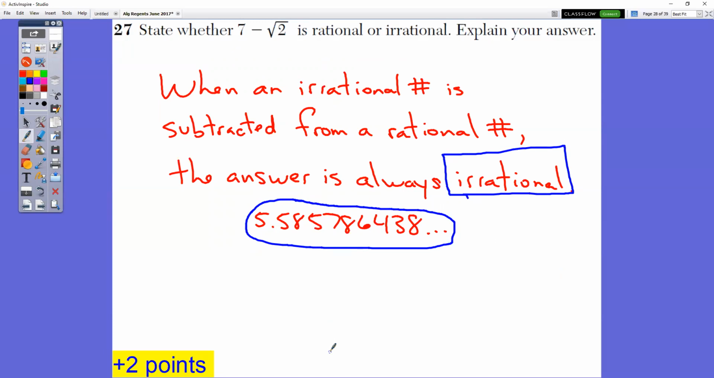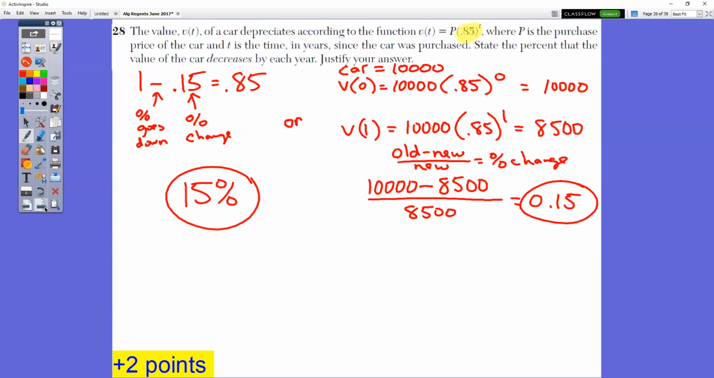It does not terminate. It does not repeat. So if you said that, that would be a good reason. Or you might say when an irrational number is subtracted from a rational number, because that's what we're doing here, a rational number 7 minus an irrational number radical 2, the answer is always irrational. So something to that effect will give you a +2. If you had irrational, but then didn't write a reason, that's only +1, all right? Questions on that one?